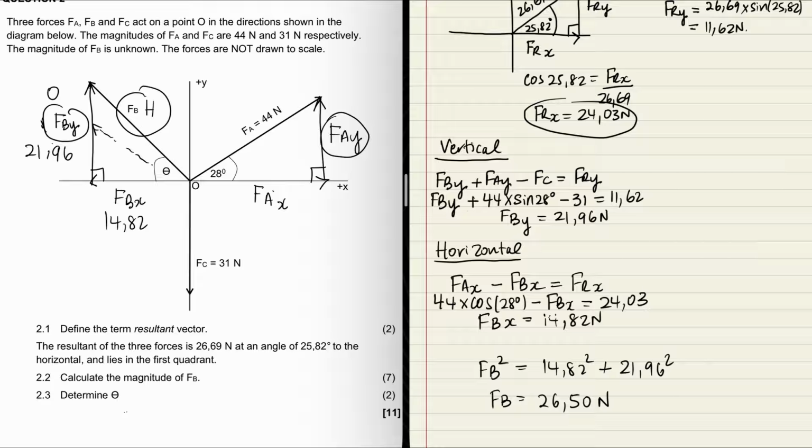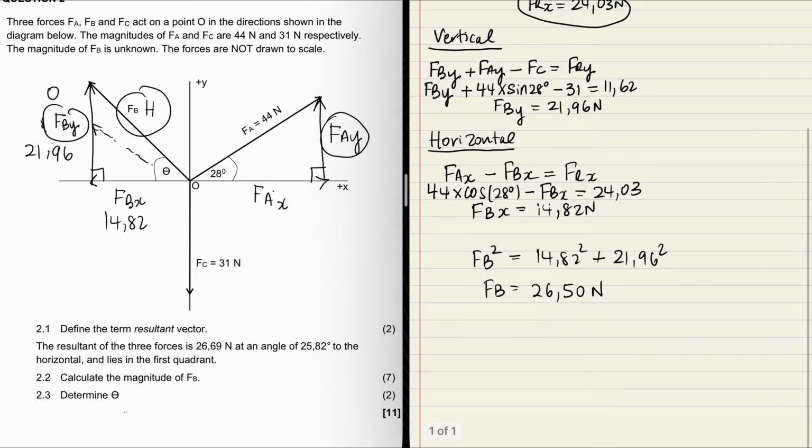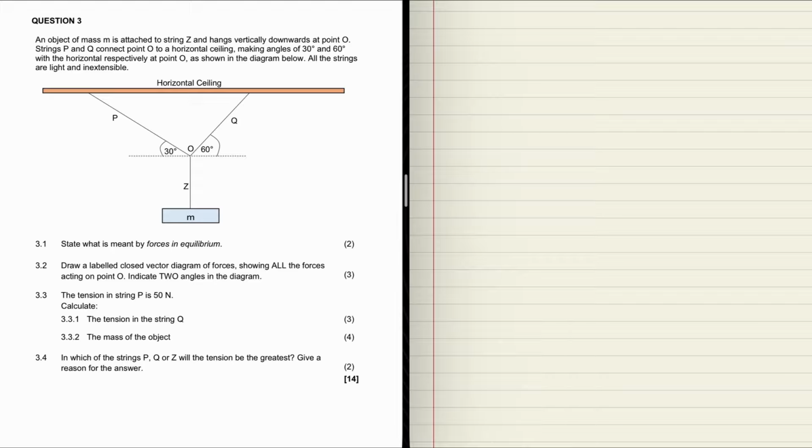The last question, 2.3, determine theta. So theta is the angle in that triangle. We can use any trig ratio to solve for theta. I'm going to use tan here. So question 2.3, I can say tan theta is equal to opposite, so 21,96, divided by adjacent, which is 14,82. That means theta is going to equal shift tan or arc tan, and that's going to equal 55,90 degrees.